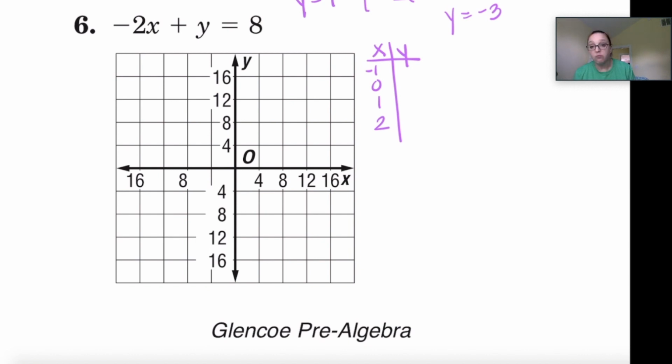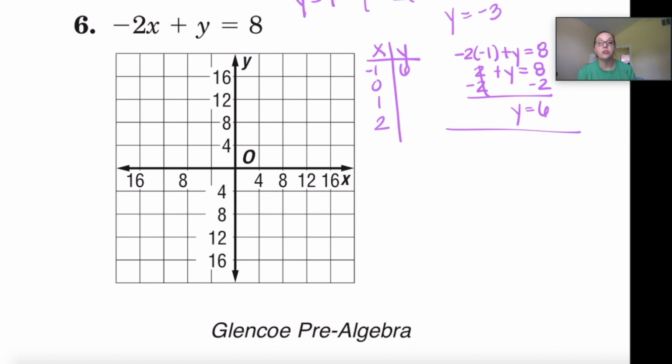So I'm going to start off by substituting a negative 1 in for x. So I'm going to do negative 2 times negative 1 plus y equals 8. Well, negative 2 times negative 1 is positive 2 plus y equals 8. I'm going to subtract 2 on each side. So y will be 6.